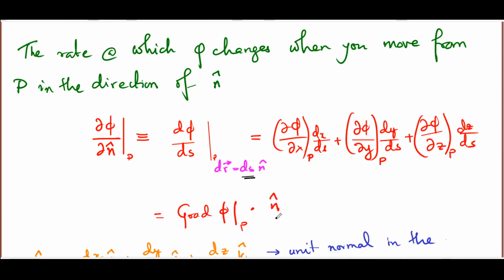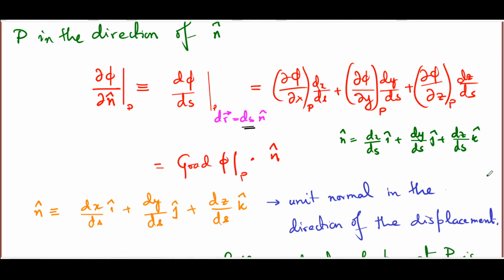And it's very easy to see that this is nothing but a dot product again of gradient of phi at the point P, but this time a dot product with n hat, the unit vector in the direction of dr, which of course has components given by dx ds i plus dy ds j plus dz ds k. So this is the unit normal in the direction of the displacement.